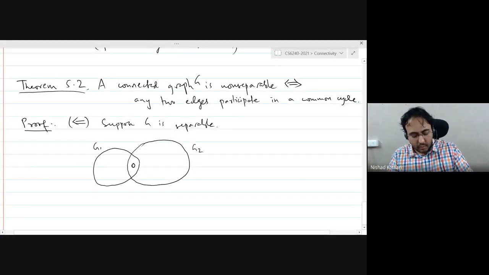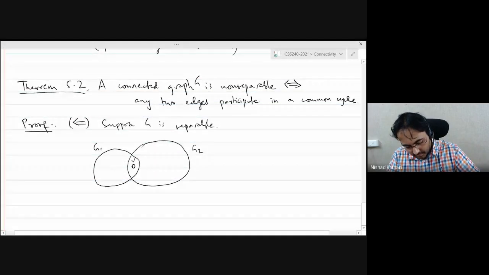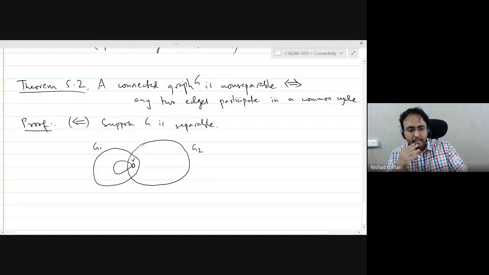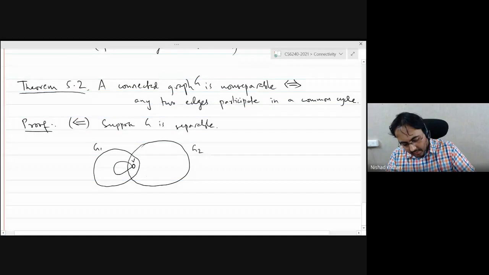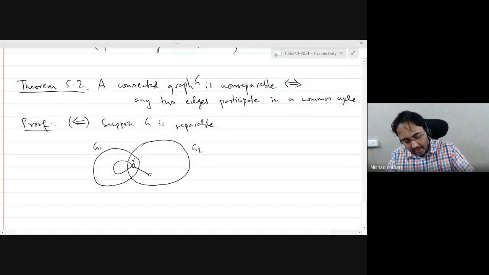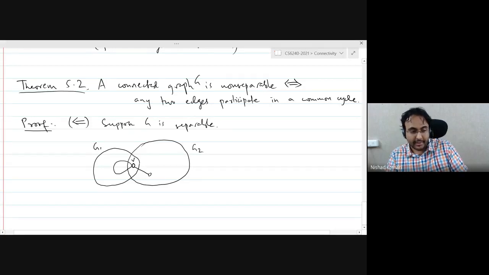Well, so let's deal with one very easy case. Supposing there is a loop incident at this vertex. Well, then it's actually very straightforward. You take this loop and you take any edge on the other side, and these two edges do not belong to a common cycle because a loop does not belong to a cycle with any other edge. A loop itself is a cycle.